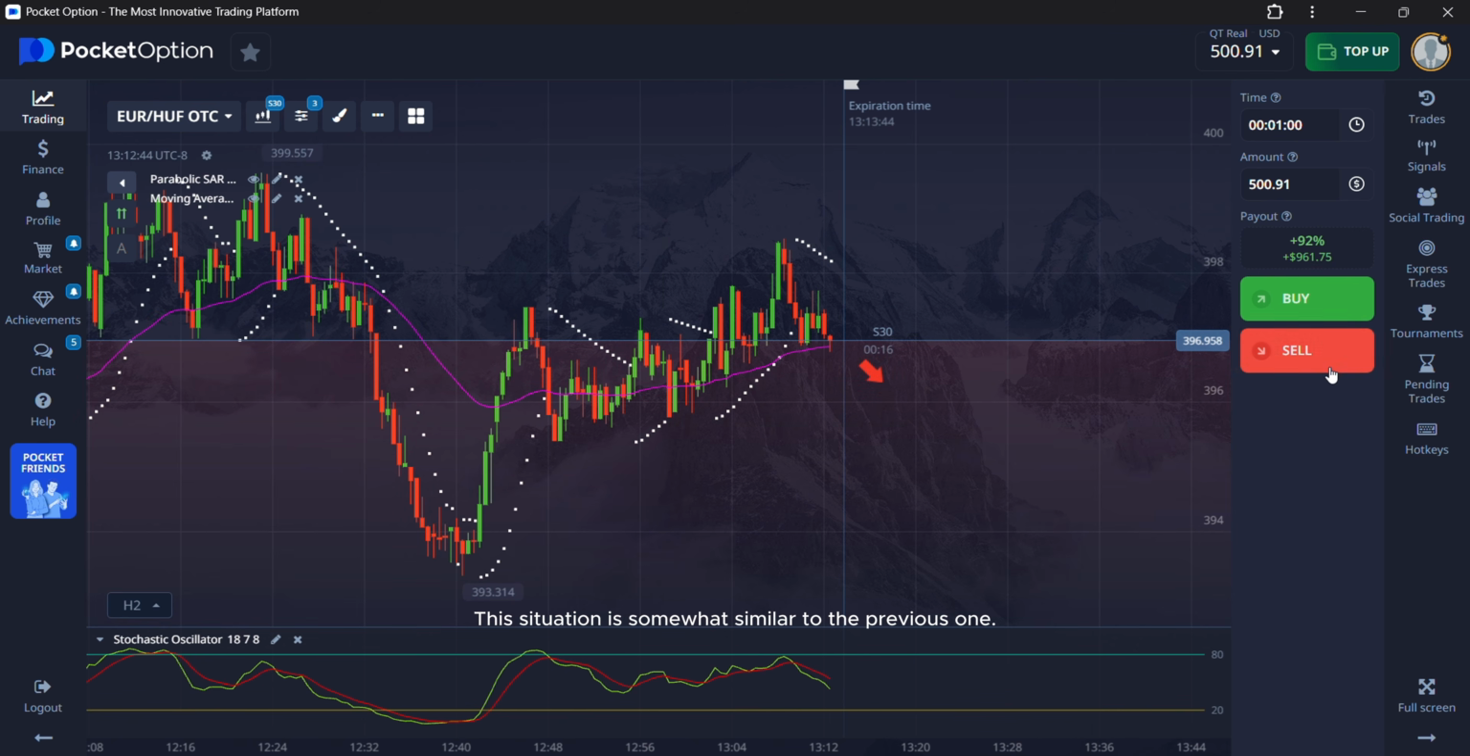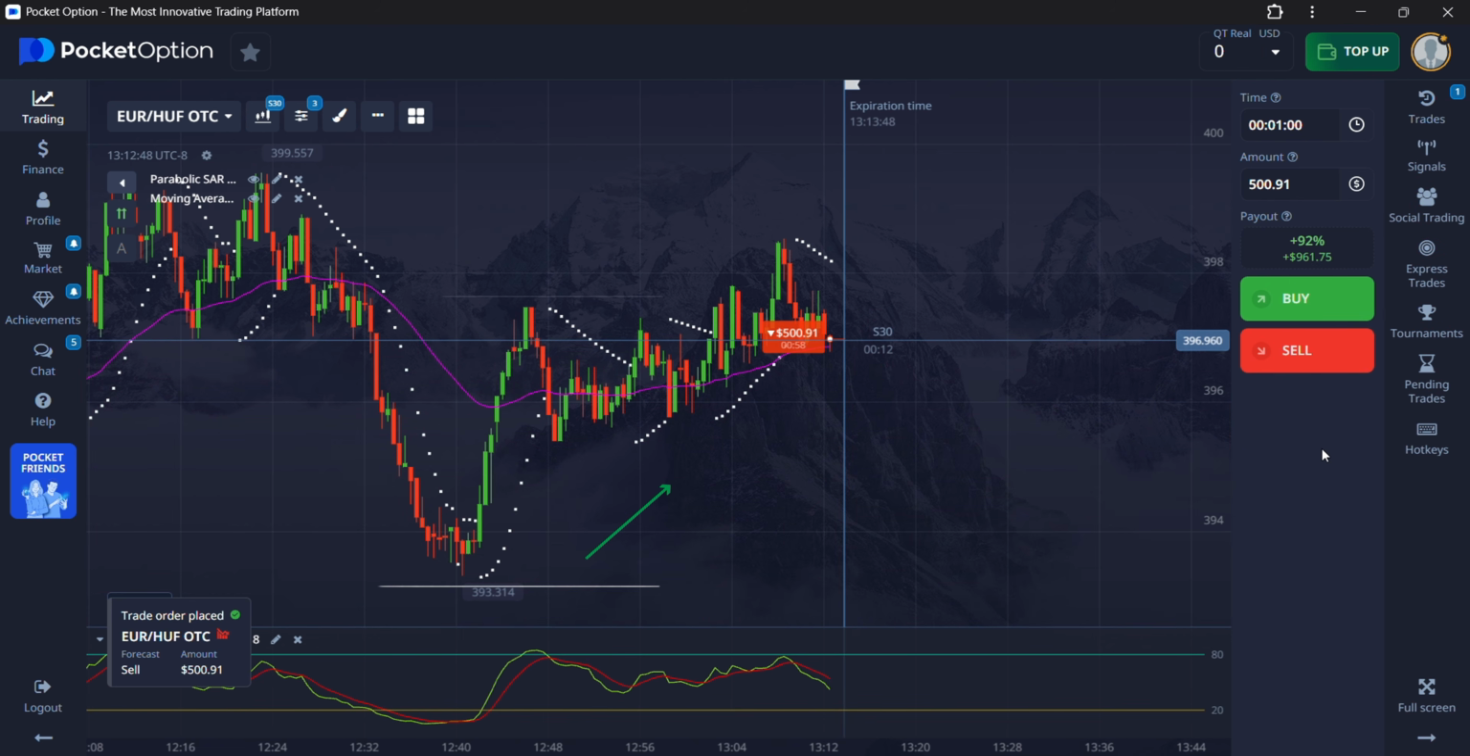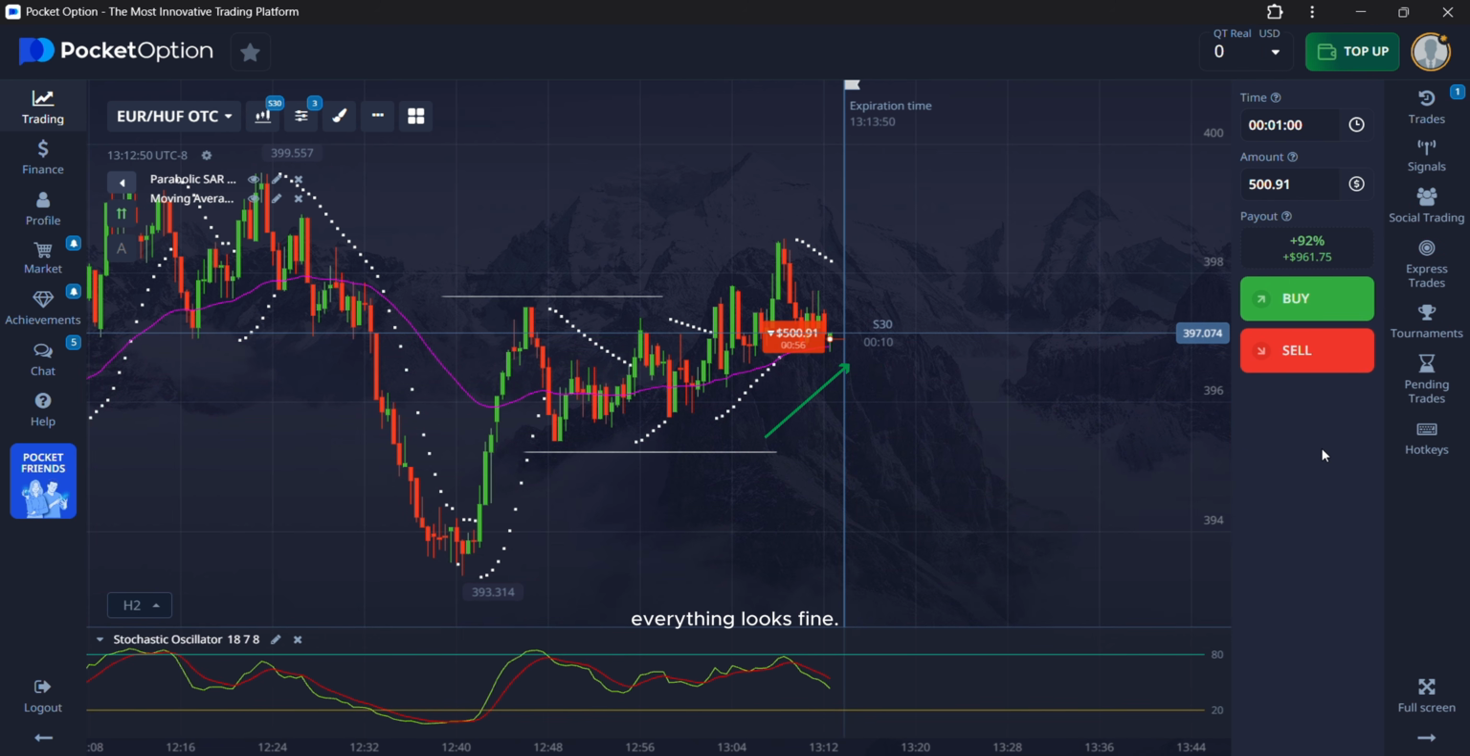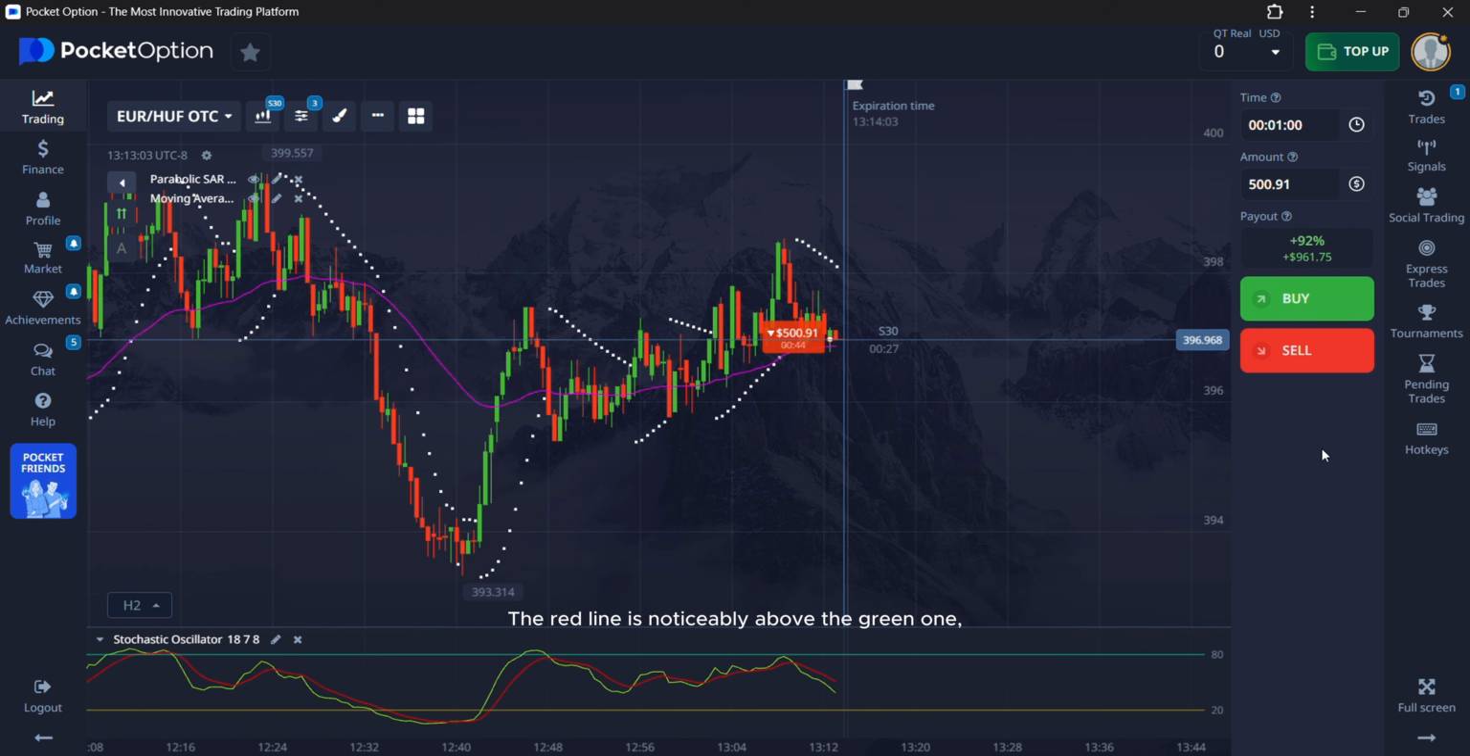This situation is somewhat similar to the previous one. We see an overall uptrend, and at first glance, everything looks fine. But as soon as you take a look at the Stochastic indicator, things become clear. It has dropped out of the overbought zone and is moving downward. The red line is noticeably above the green one, with a good distance between them. This time, I'm entering a trade based purely on the Stochastic.